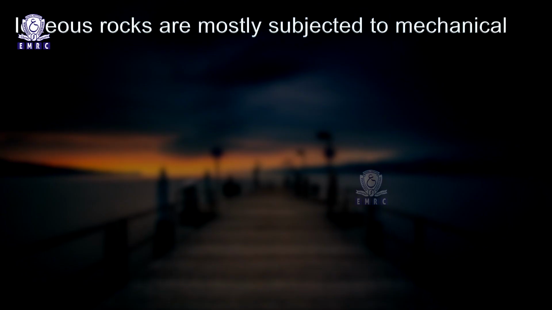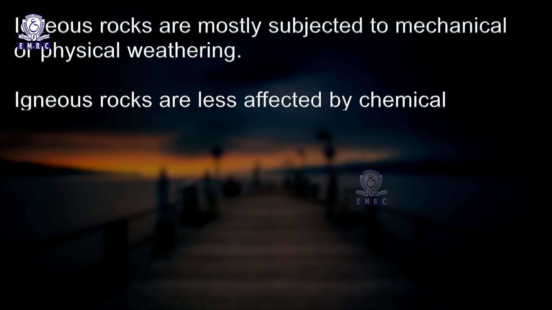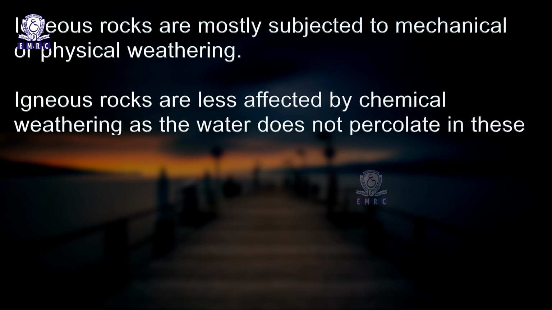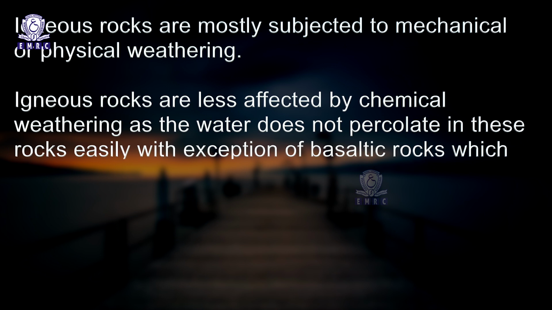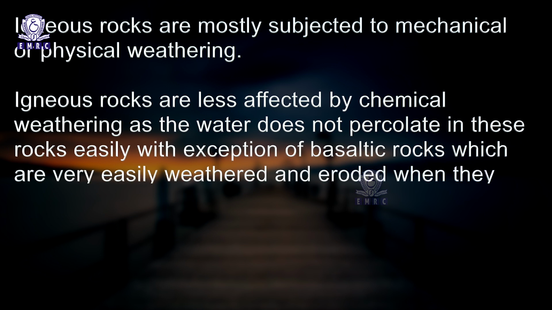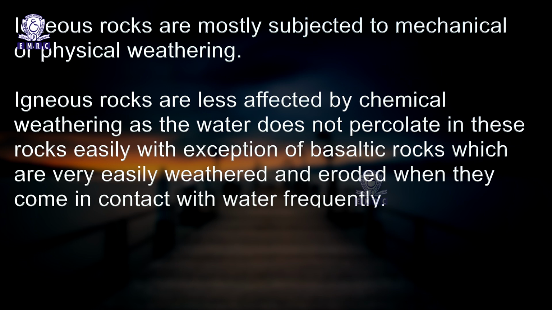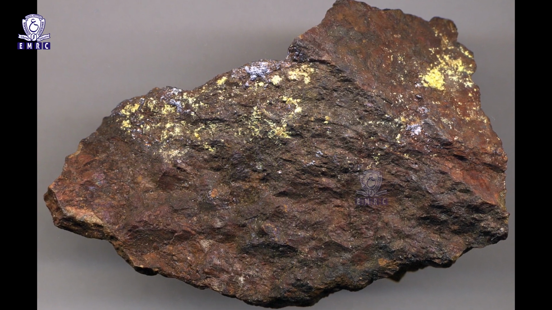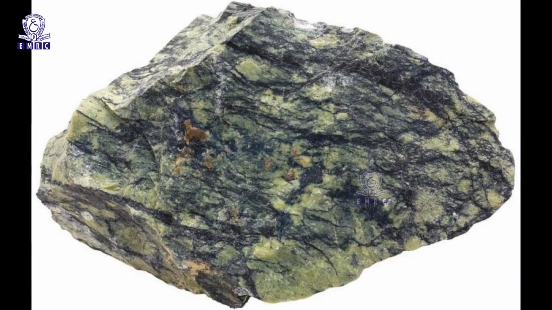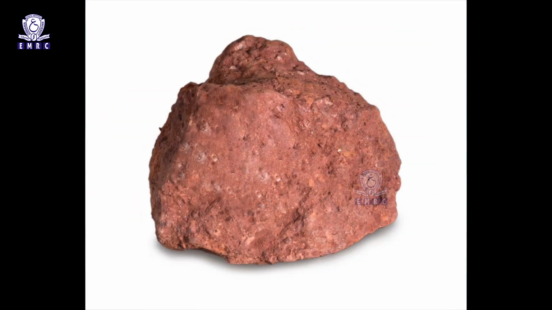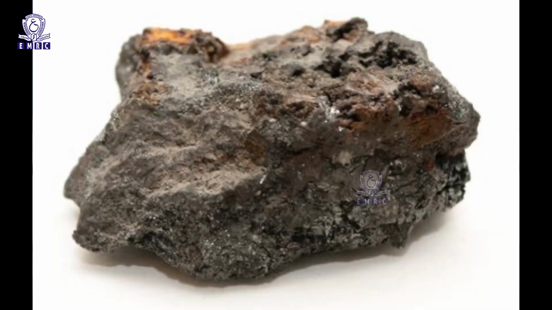Igneous rocks are mostly subjected to mechanical or physical weathering. Igneous rocks are less affected by chemical weathering as water does not percolate in these rocks easily, with the exception of basaltic rocks, which are very easily weathered and eroded when they come in contact with water. Most of the igneous rocks consist of silicate minerals. Economically valuable minerals like iron, gold, silver, zinc, lead, copper, aluminium, manganese, magnetite, etc. are generally found in the igneous rocks.